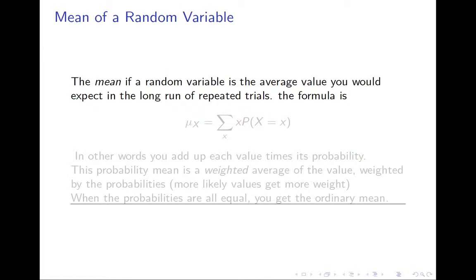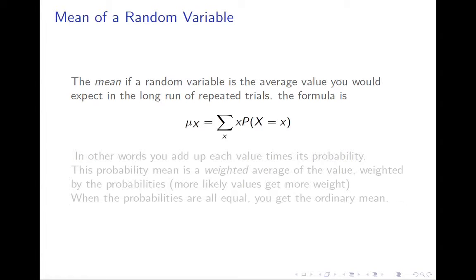The next thing we did with numerical variables was find the mean. The mean of a random variable is the average value you would expect in the long run of many trials. That is, if you roll the die thousands of times or asked thousands of people how many children they have and then averaged all those numbers, in the long run that average should approach the mean of the random variable.